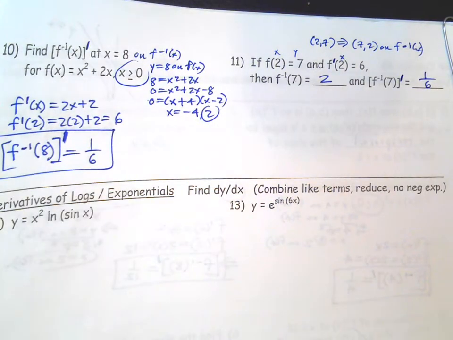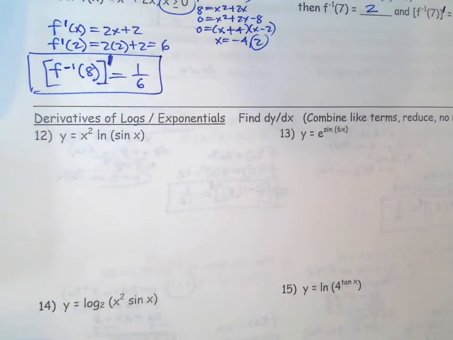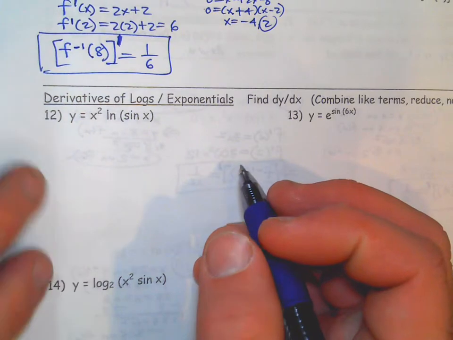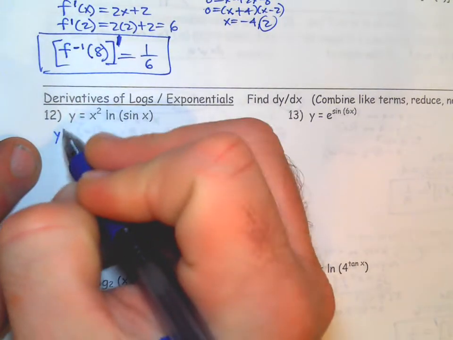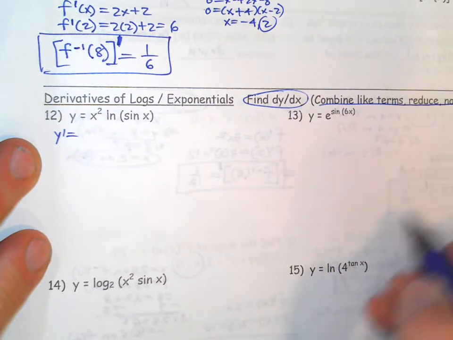I just gave you the value. So this time you had to use the new school approach because I didn't even give you a function. I gave you limited information, limited numbers. Okay, the rest of the problems are just some more review of derivatives of logs and exponentials. So I'm trying to find dy dx, combine like terms, reduce, no negative exponents for final answers.